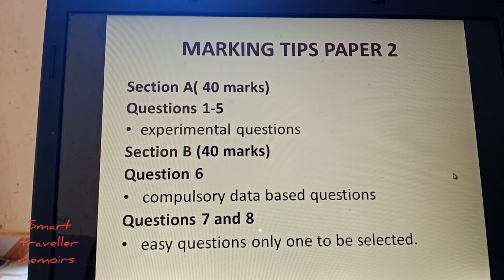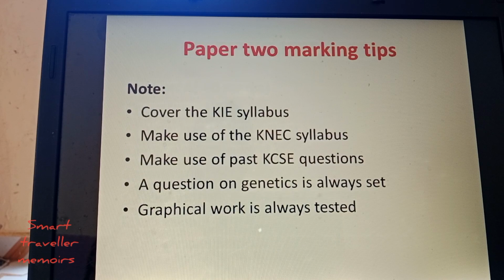Question 7 and 8 are essay questions, and you only choose one, or essay questions where only one is to be selected. That is the way Paper 2 is organized.